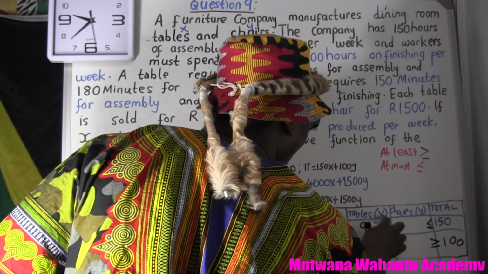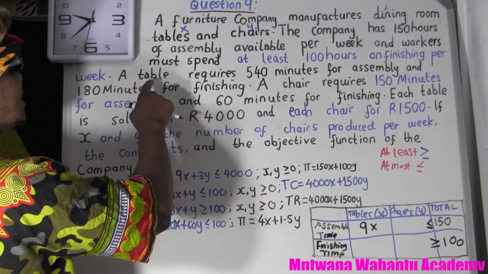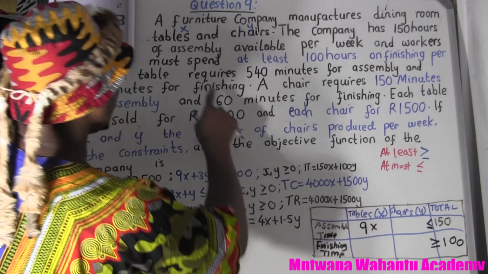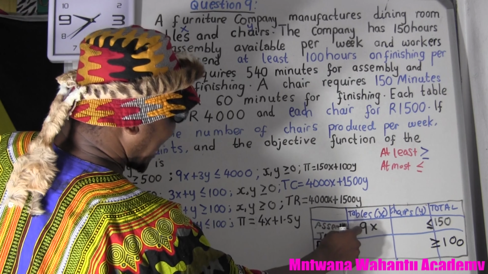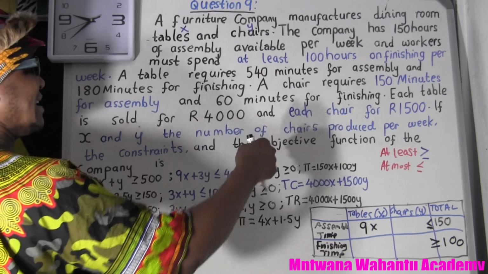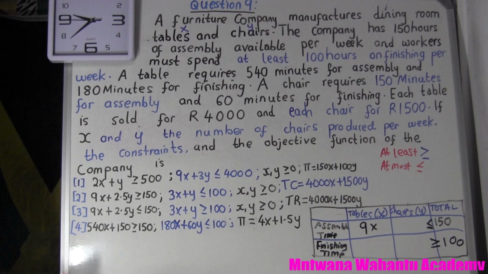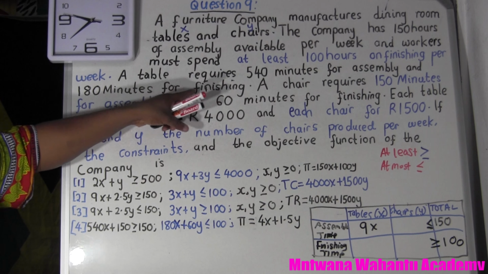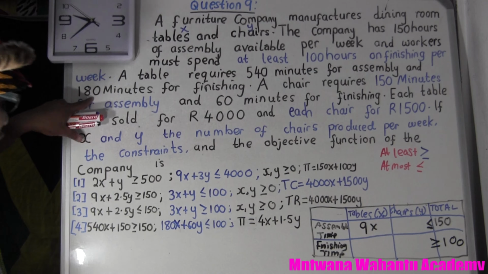X. Because this is for X. For the table and assembly, they say a table requires 140 for assembly. So it's 9x, because we take 540 divided by 60, which is going to give us 9x. And 80 minutes for finishing. Oh, so for finishing, it's going to be what? It's going to be 180.